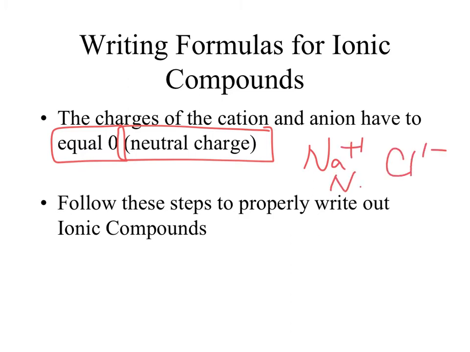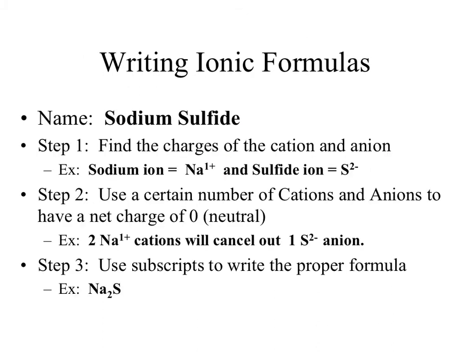Just come together 1 to 1 is sodium chloride, because +1 and -1 added up equals 0. So that's what we're going to do. As long as we follow these steps, writing the formulas becomes very straightforward. Let's try the first example, sodium sulfide.